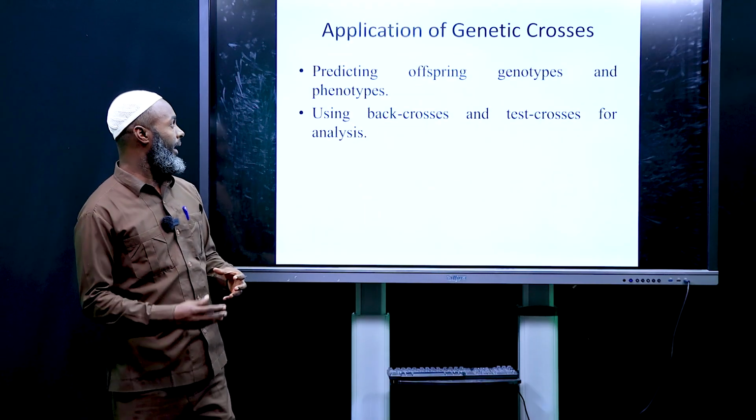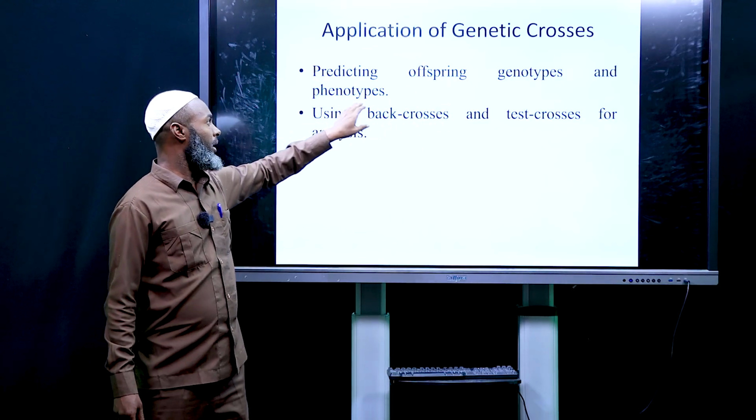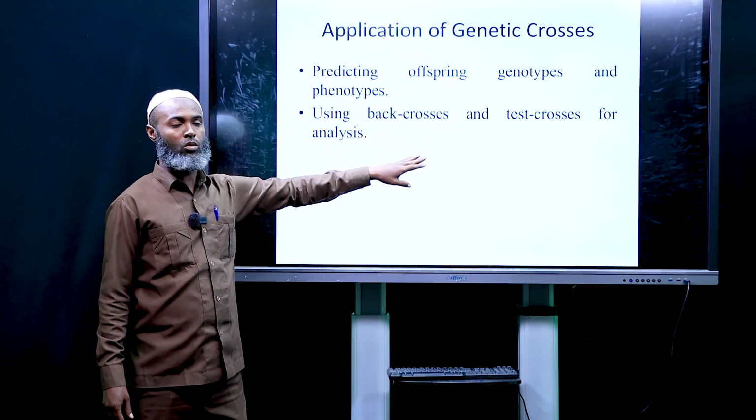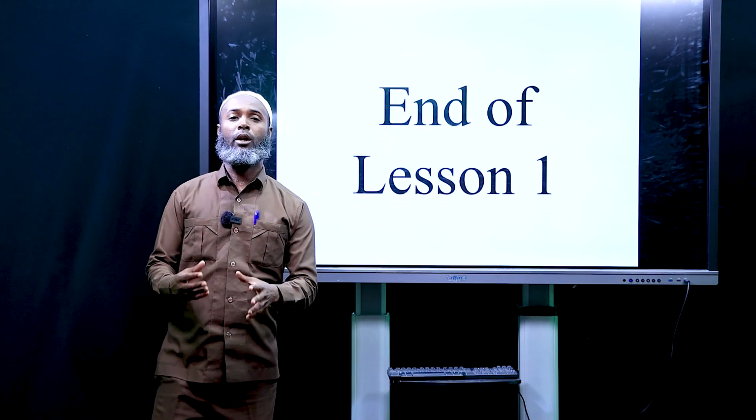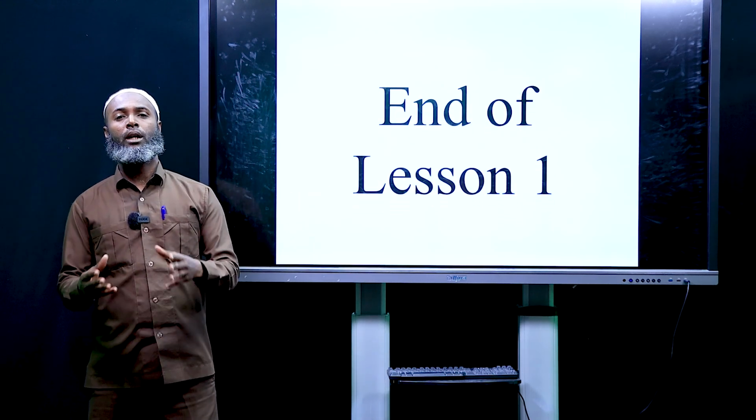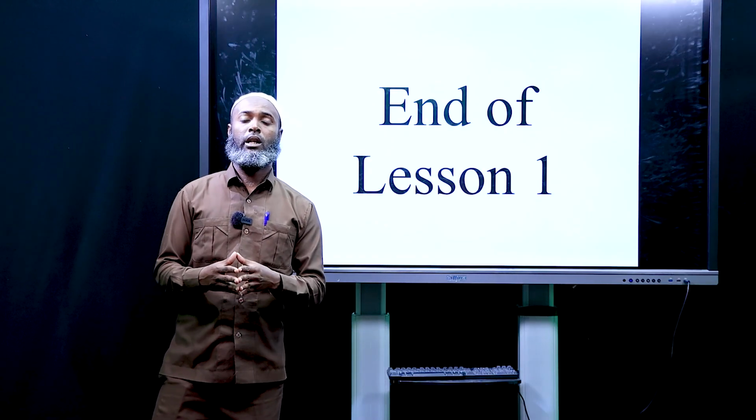Genetic rules are applied in predicting offspring genotype and phenotype, using back cross and test cross for analysis. This brings us to the end of today's lesson. We wind up today's lesson here until we meet in the next lesson.